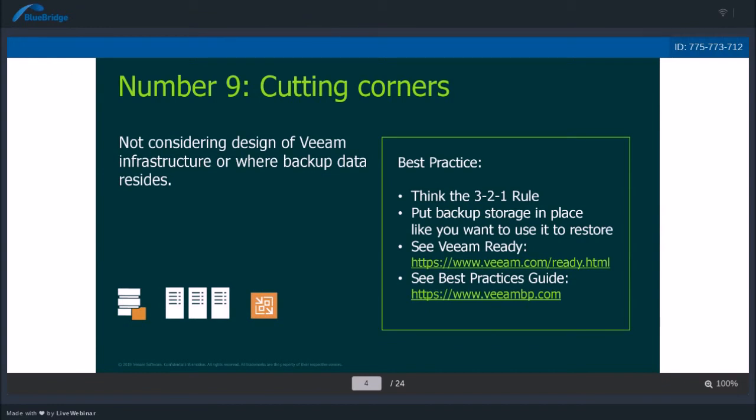Number 9, cutting corners. So cutting corners, this is something that I would say mostly deals with our data or backup storage policies, so to speak.